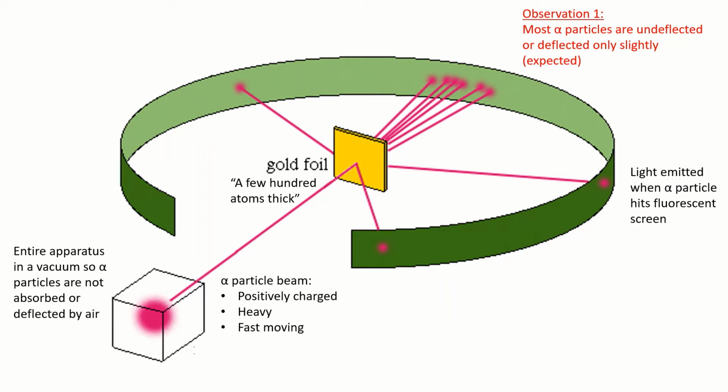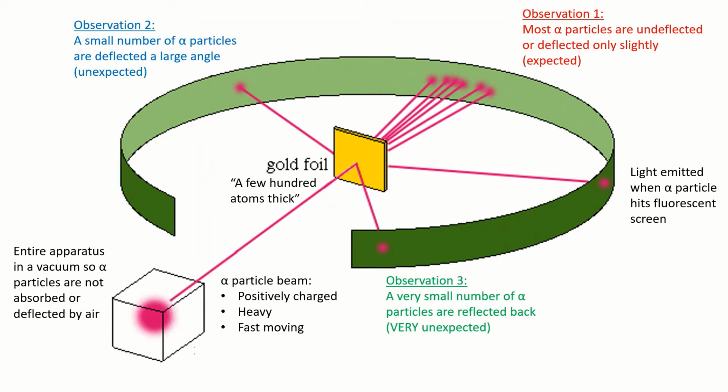Because what they were doing this experiment for was to try to verify Thomson's model of the atom, which they expected to produce only slight deflections. But being a thorough experimental physicist, Rutherford decided just to check everywhere else to make sure. They made a second observation that there were actually a small number of alpha particles, only very few, being deflected at quite a large angle, which was an unexpected result. They didn't expect to see large deflections. And even more unexpected, very, very unexpected, was that some of the alpha particles were being reflected back.